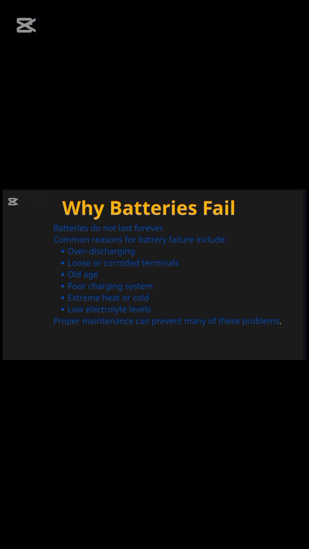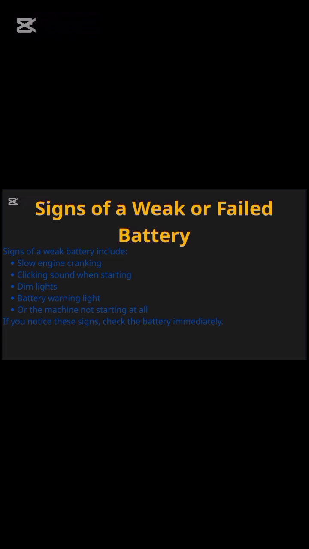Temperatures should be maintained. If we are operating in extreme heat or extreme cold, the batteries are affected. 6. Level of electrolyte. If we have a low level of electrolyte, the battery will go bad and fail. All in all, proper maintenance can prevent many of these problems.